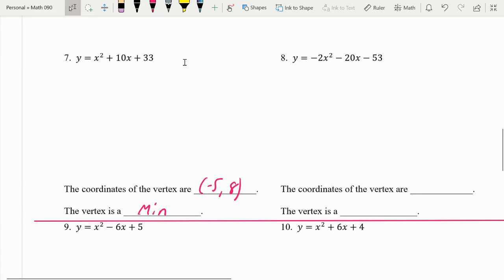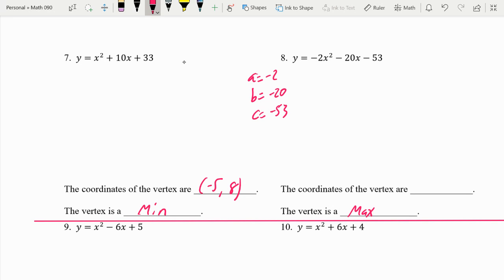Number 8. Y is by itself. Everything else is over there by itself. So we're good. We don't have to do any messing around. We can start right away. A is negative 2. As soon as I say a is negative, I know the vertex is going to be a maximum. Or you can just say max, because I'm lazy. I'm just going to write max. B is negative 20. C is negative 53. And again, it doesn't matter when you're doing this because x is equal to negative b over 2a.